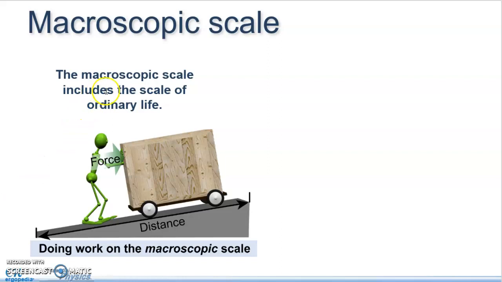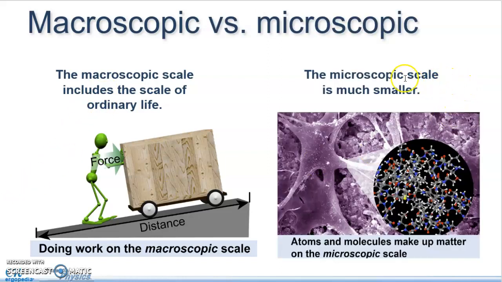The macroscopic scale includes the scale of ordinary life, while the microscopic scale is much smaller, where we're talking about atoms and molecules that make up matter.